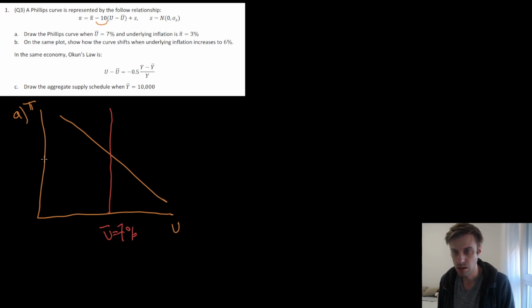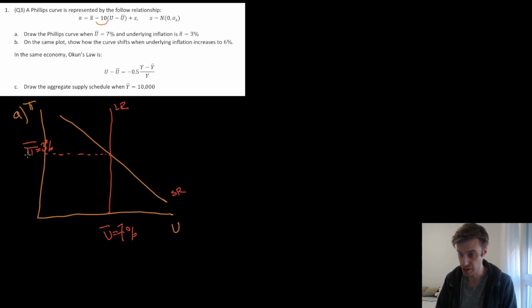And then the underlying inflation will be what is implied by the long run at this equilibrium, which I guess is 3%. So again, this is the short run here, and this is the long run here. And the point is that in the long run, the link between the unemployment rate and the rate of inflation is broken. There's no relationship. So the equilibrium inflation rate is just what's implied by the equilibrium unemployment rate.